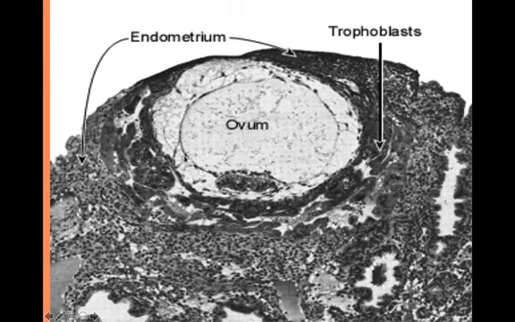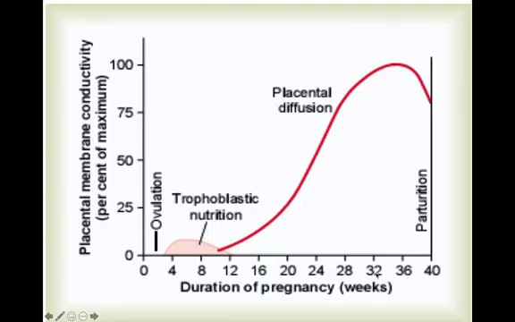Now there is a microscopic picture. This is the endometrium in which the conceptus has been implanted, and at the edges there are the trophoblastic cells. Now when these trophoblastic cells start invaginating or growing into the endometrium, they make some growths, or some cavities, which are known as the villi. This is the place where the diffusion takes place.